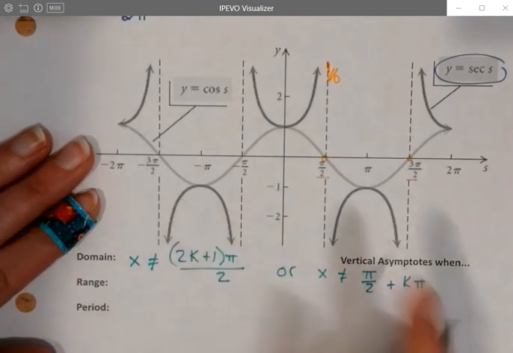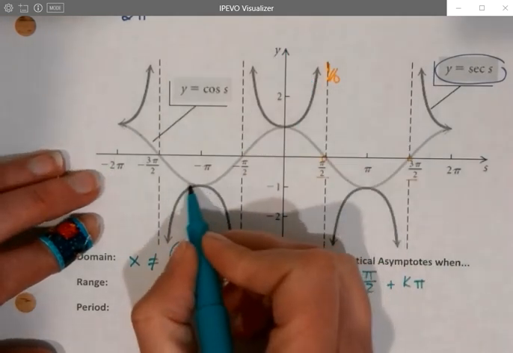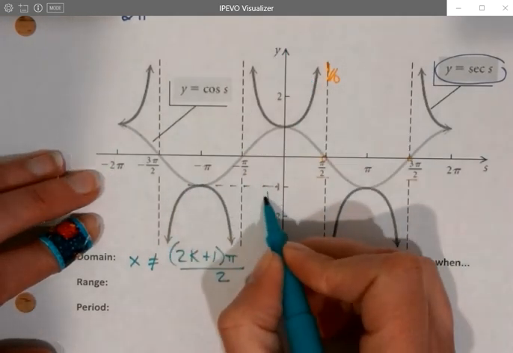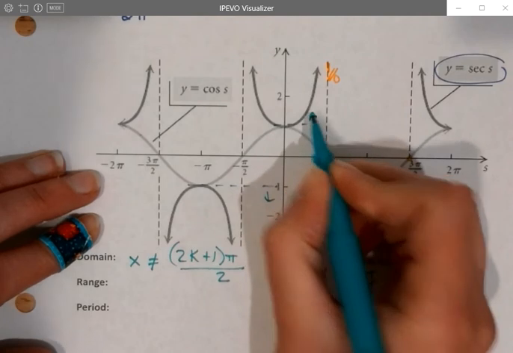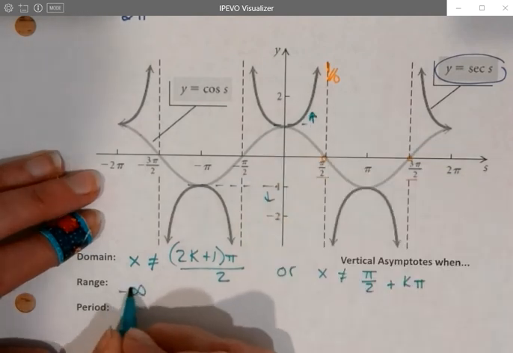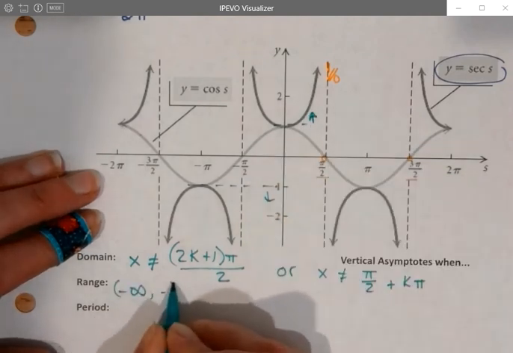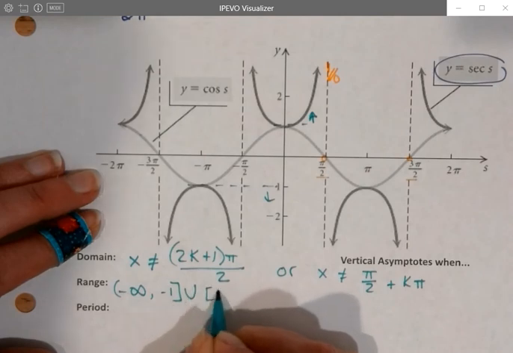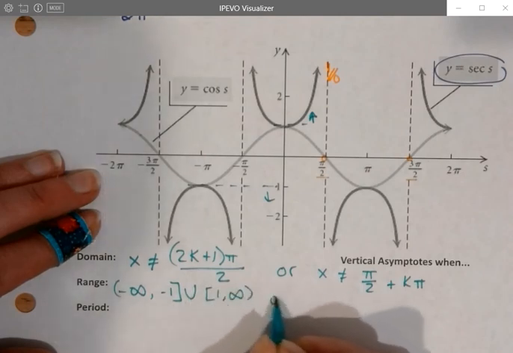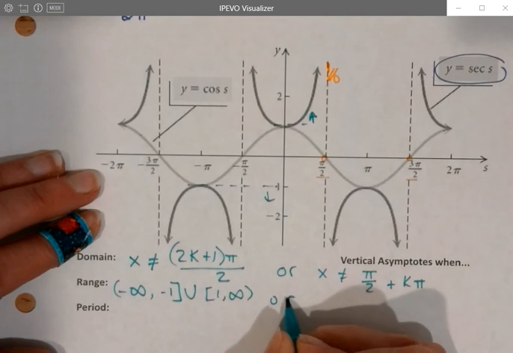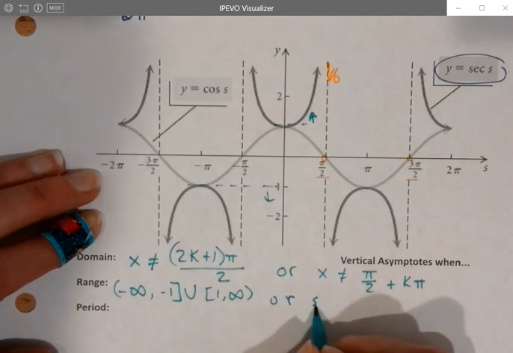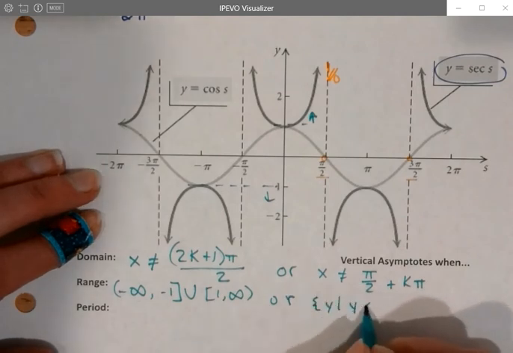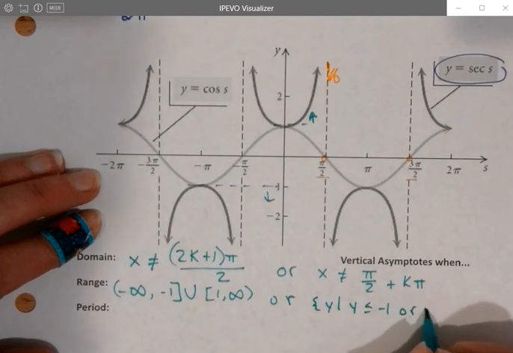Range, actually the same as we had for cosecant. We have that -1 and down, and we have that +1 and up. So the range is from -infinity to -1, union with 1 to infinity, or if I want to write it in set notation instead, set of all y such that y is less than or equal to -1, or y is greater or equal to 1.